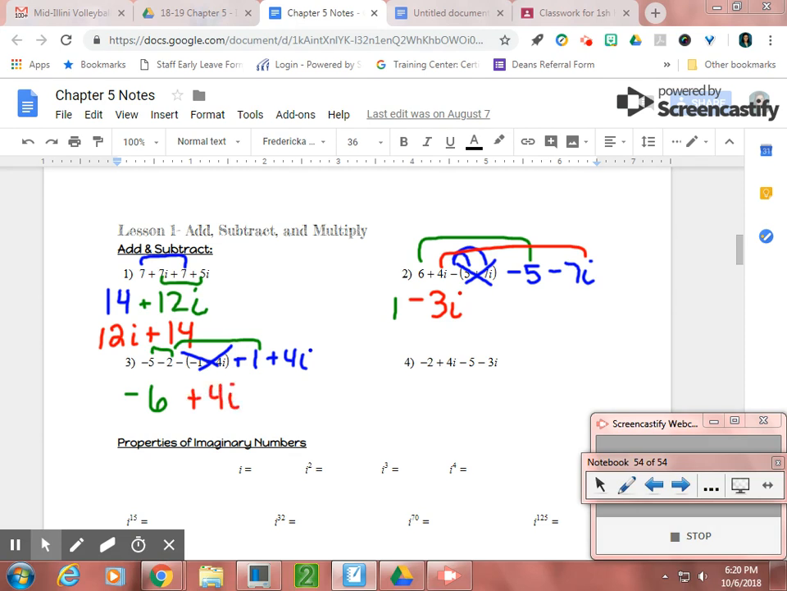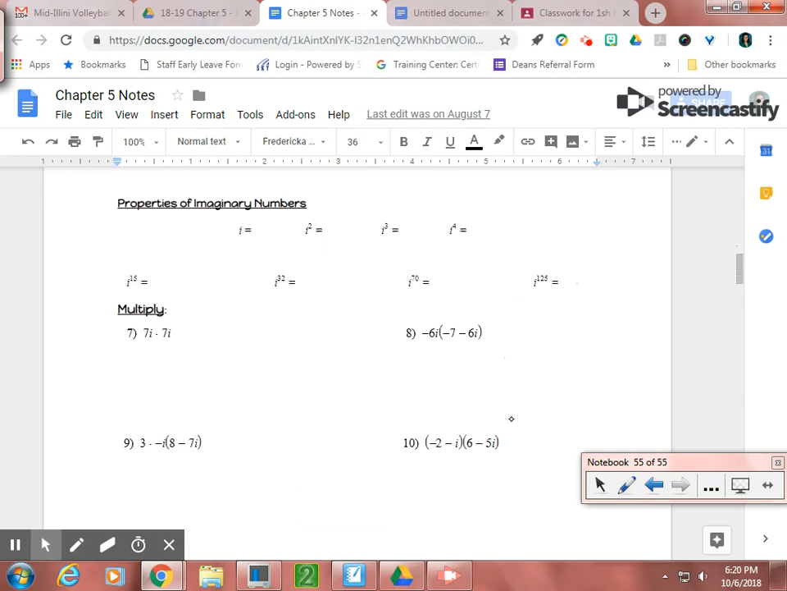And then on the last one with adding and subtracting, putting your numbers together is negative 7. Putting your imaginaries together is plus 1i, which is just written as plus i. Okay, so the multiplying part is where it gets a little bit different, because i has different properties. i squared is negative 1, i to the third is negative i, and i to the fourth is 1.